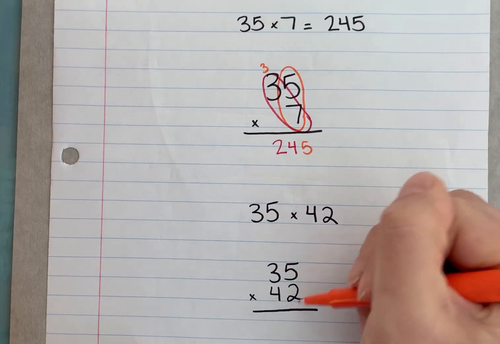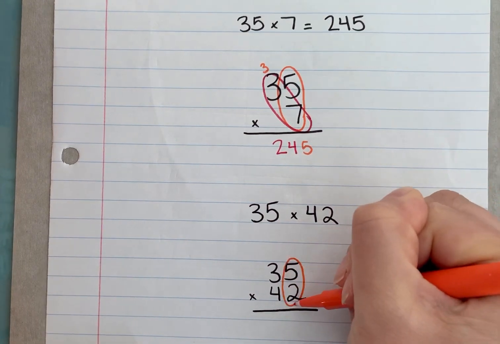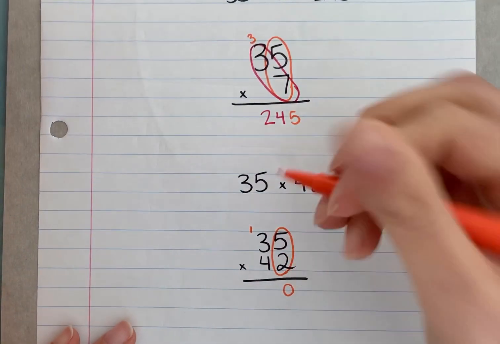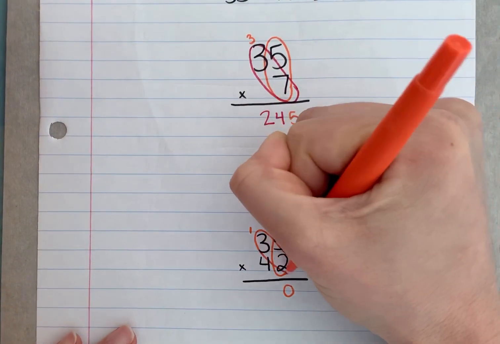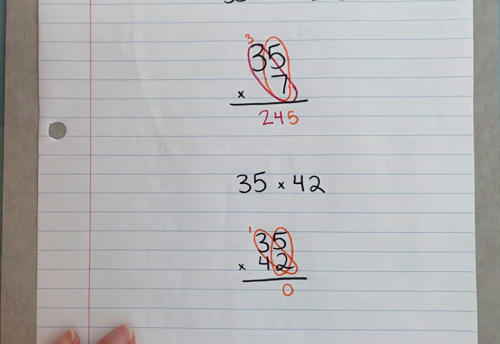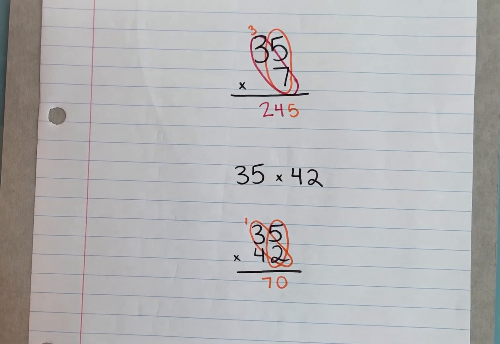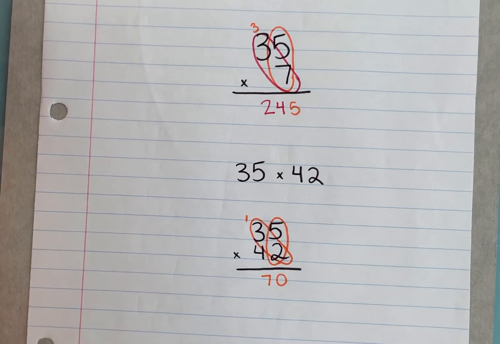This one, 2 times 5. I know that's 10. I'll carry my 1. I'll go this way. 2 times 3, I know that's 6, plus 1 more. I know that's 7. Okay, now this is the really important step.